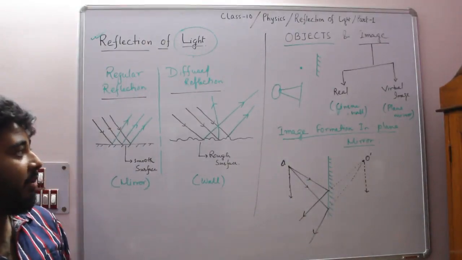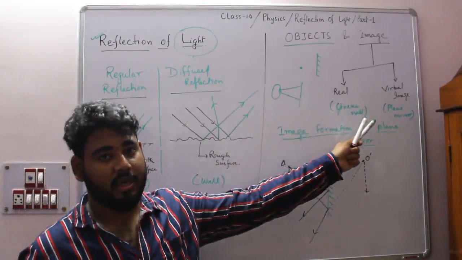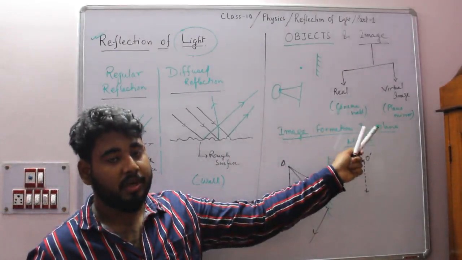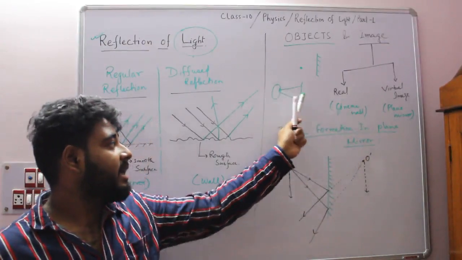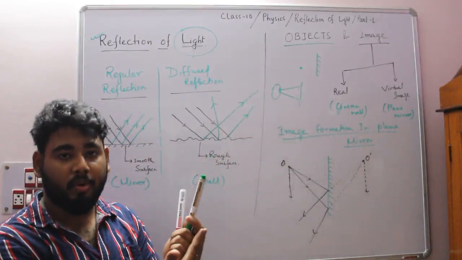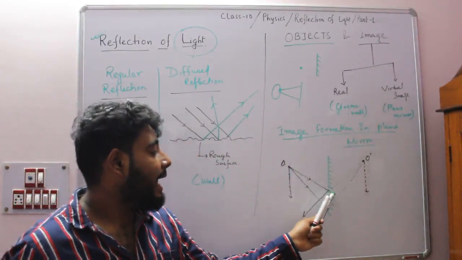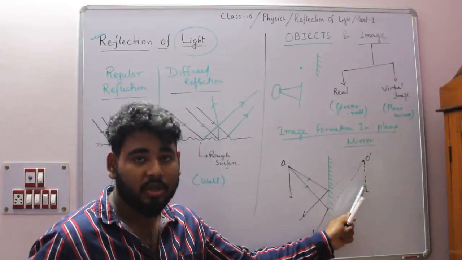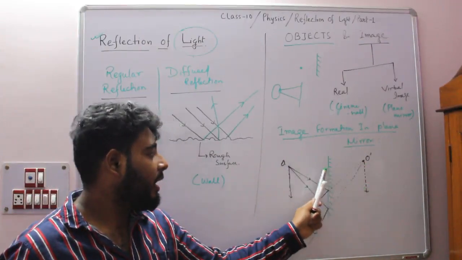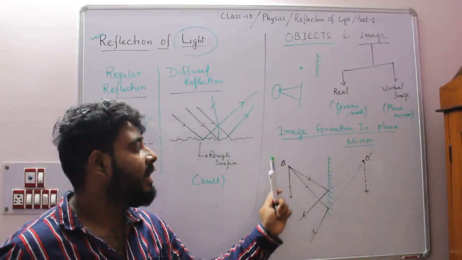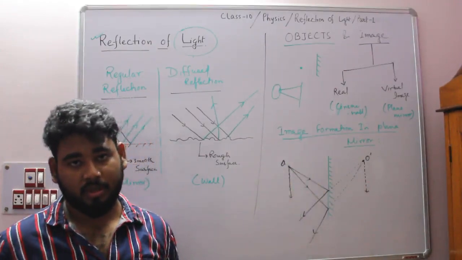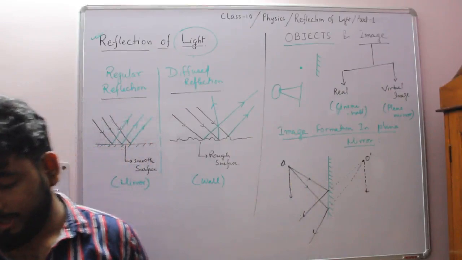First you tell me whether real and virtual image is clear or not. Real image is what we see in cinema hall, when the rays are going and actually meeting at the point. And in case of virtual image, the rays appear to meet at a point. They are not actually meeting, they appear to meet. So that is the difference between real image and virtual image. Clear?